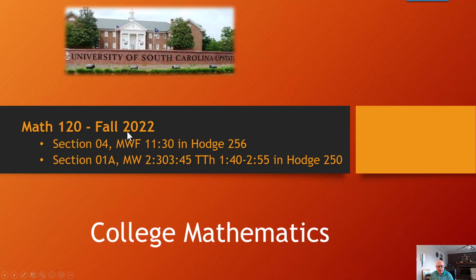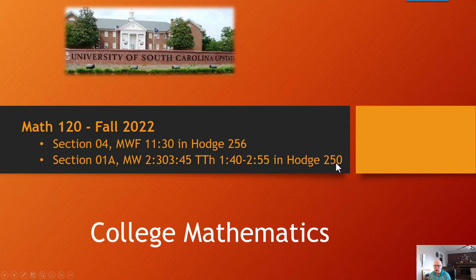This is Math 120, fall 2022, obviously, although it's not fall yet. 2 sections, Section 4, Monday, Wednesday, Friday, 11:30, Hodge 256, straightforward. The tricky part comes for you folks in Section 1. This is split from the first day, which for me is today. Tuesday, Thursday, we start meeting at 1:40 and go to 2:55 in Hodge 250.